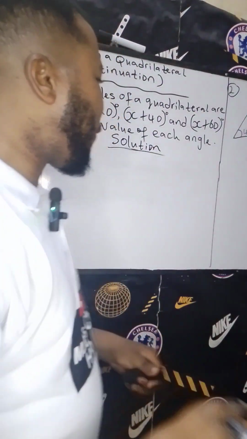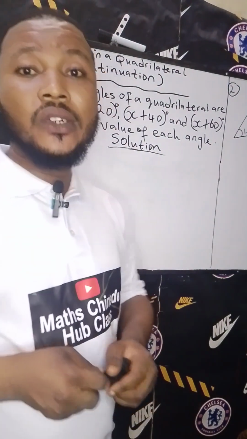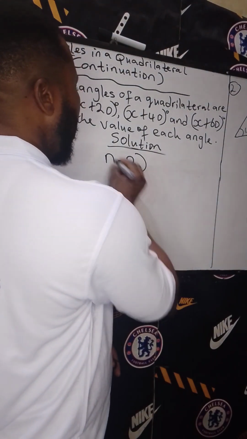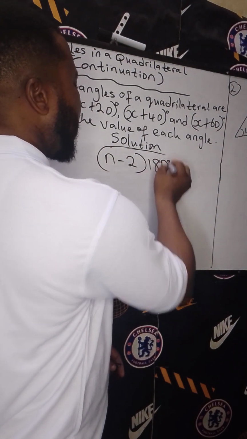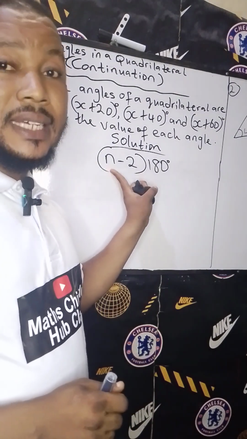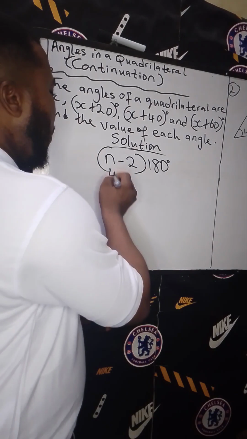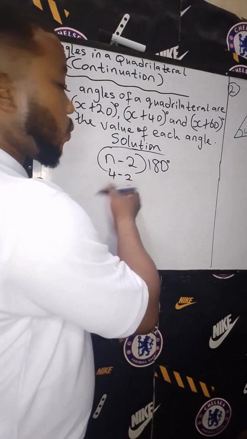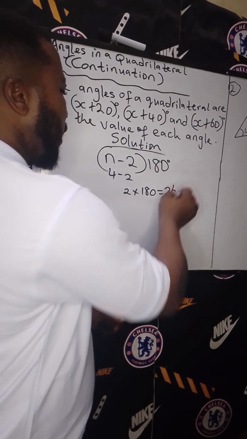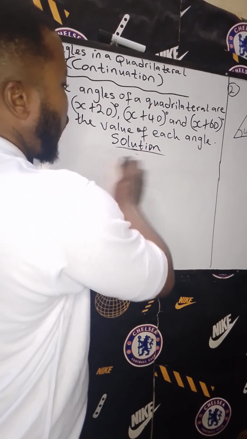Now we have a general formula we can always use to find the sum of interior angles of any polygon, which is (n minus 2) times 180 degrees. So what does n stand for? Number of sides. A quadrilateral has 4 sides. That simply means 4 minus 2, which gives us 2, and 2 times 180 gives us 360 degrees. That is how we get the sum of the interior angles of a quadrilateral.